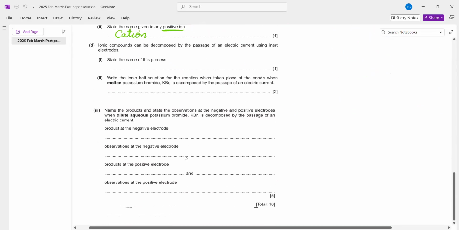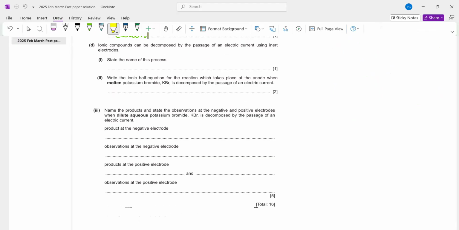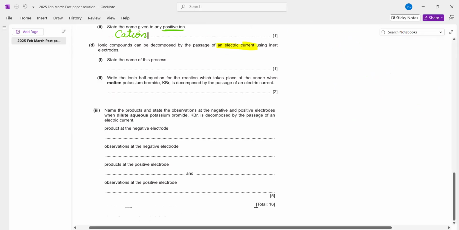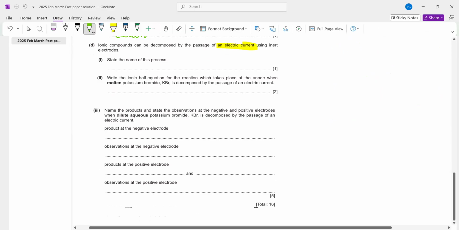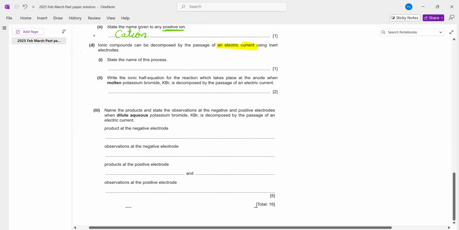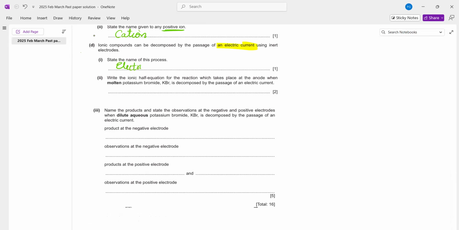Moving on to the D part, ionic compounds can be decomposed by the passage of electric current. Do we know this? That when we pass electricity through molten or aqueous solution of ionic compounds, they break down. They're asking the name of this process. What do we call this process? So this process is called electrolysis. Electrolysis is the breaking down of an ionic substance in the presence of electricity. The word electro is related to electricity and lysis means breaking down.